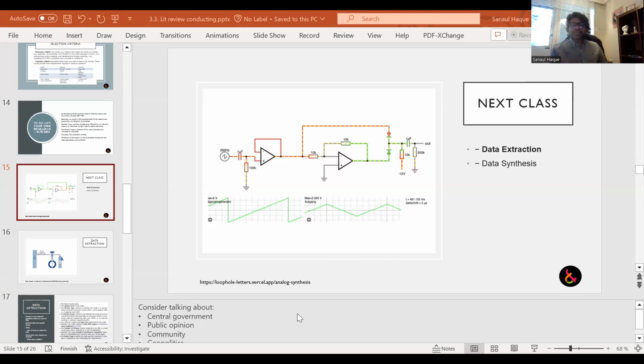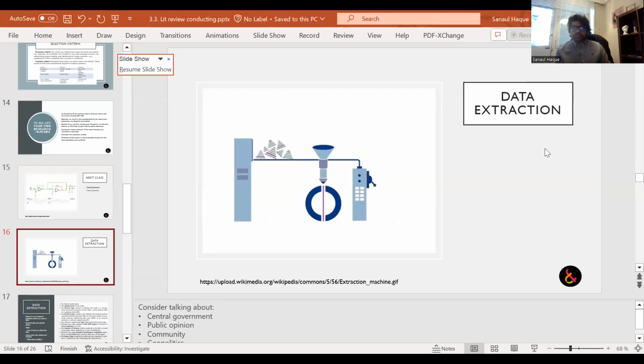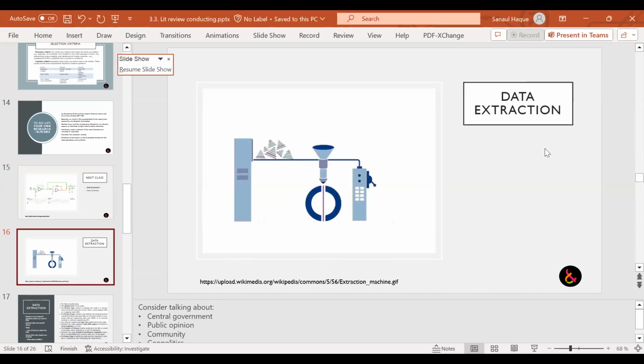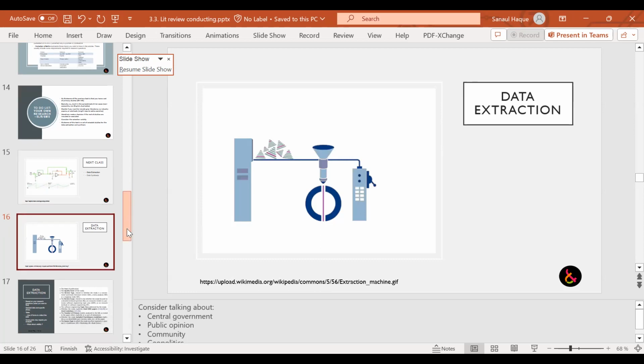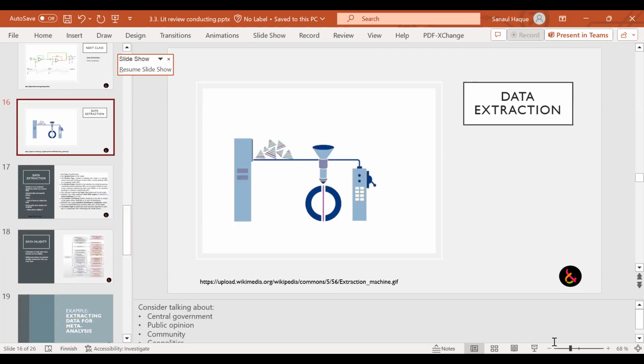data extraction and data synthesis in our class today. So data extraction, if you have done this already, or maybe you have been going through this process anyway, because you already have started your literature reviewing and everything. So you have some idea of how this data extraction is going a little bit, and then how you'd like to go more on this.